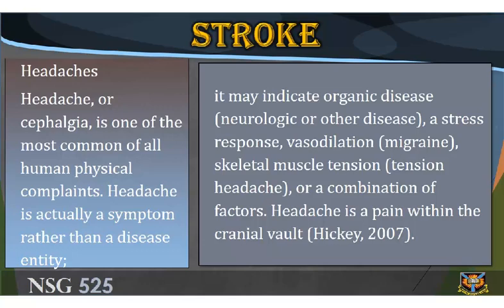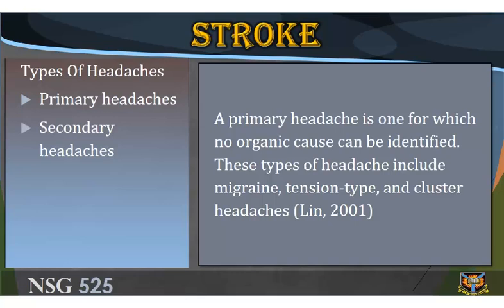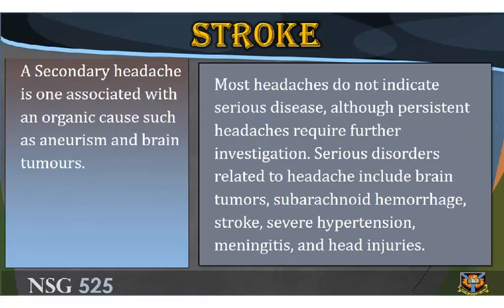Types of headaches: primary headaches and secondary headaches. A primary headache is one for which no organic cause can be identified. This type of headache includes migraine, tension-type, and cluster headaches. A secondary headache is one associated with an organic cause such as aneurysm and brain tumors. Most headaches do not indicate serious disease, although persistent headaches require further investigation. Serious disorders related to headache include brain tumors, subarachnoid hemorrhage, stroke, severe hypertension, meningitis, and head injuries.